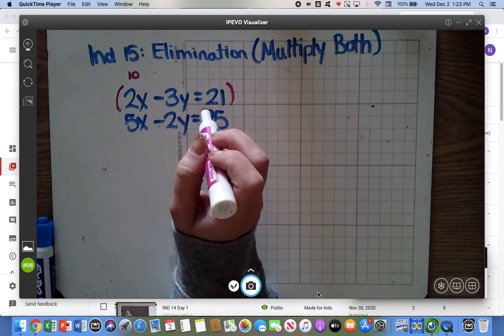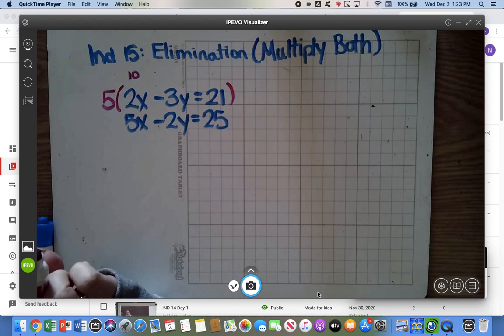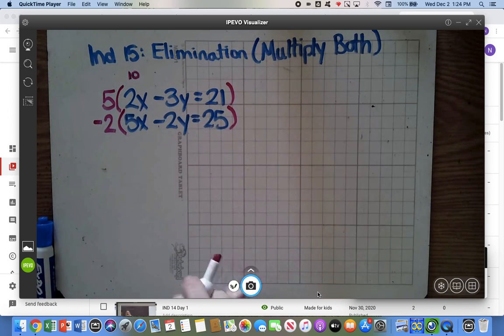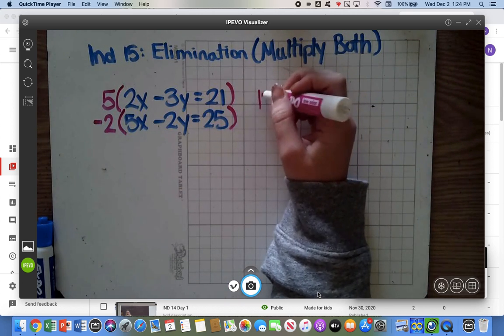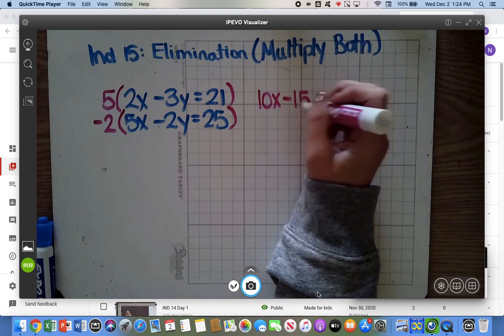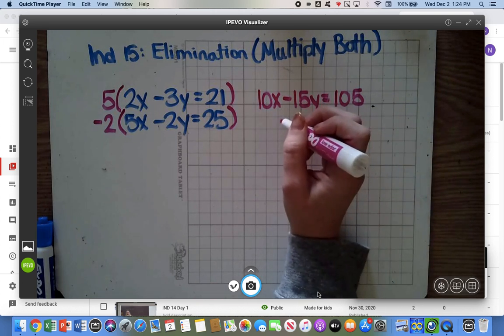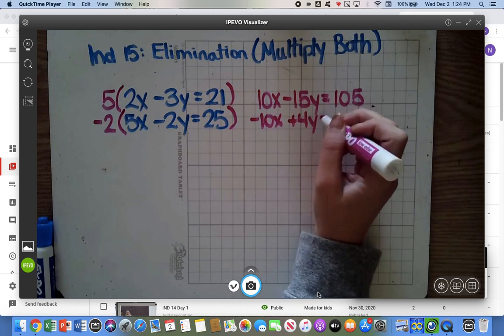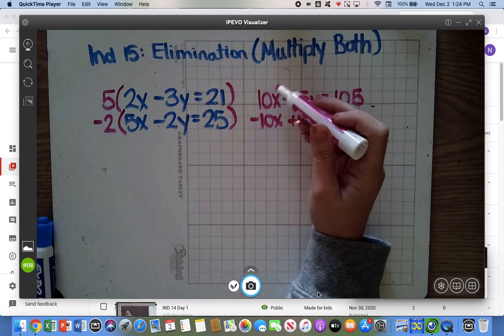So on this one, I'm going to make this a positive 10, so I'm going to multiply by 5. 5 times 2 is positive 10. Now on the bottom, I'm going to make it negative 10, so I'm going to multiply by negative 2. All right, so here we go. Top equation, multiply everything by 5. 10x minus 15y equals 105. On the bottom, multiply everything by negative 2. Negative 10x, 2 negatives become a positive 4y equals negative 50. So, positive 10 and negative 10 eliminate.